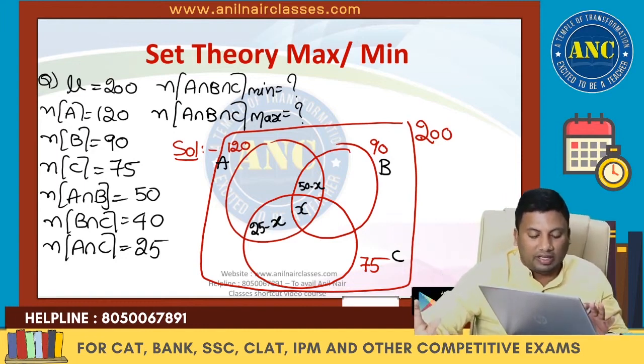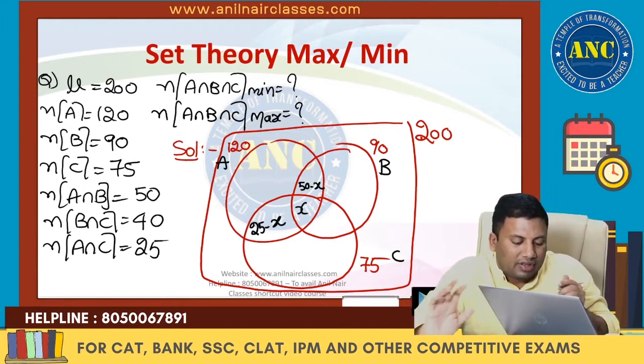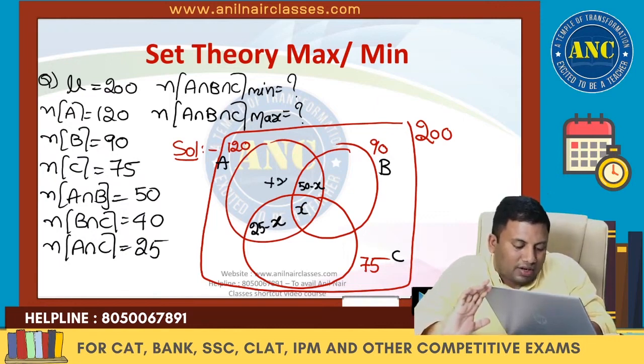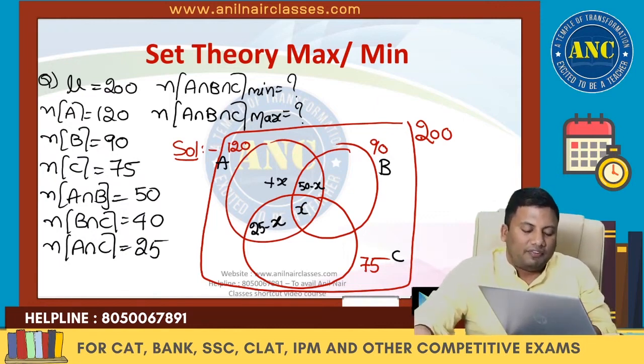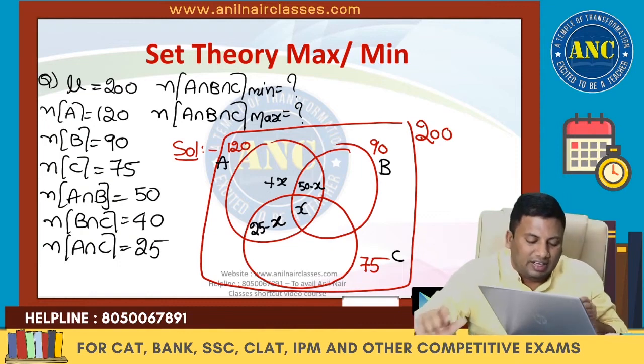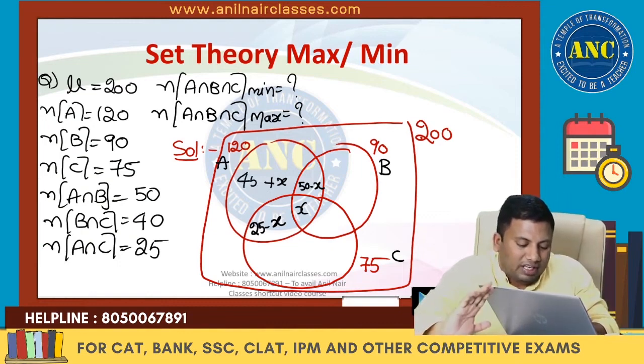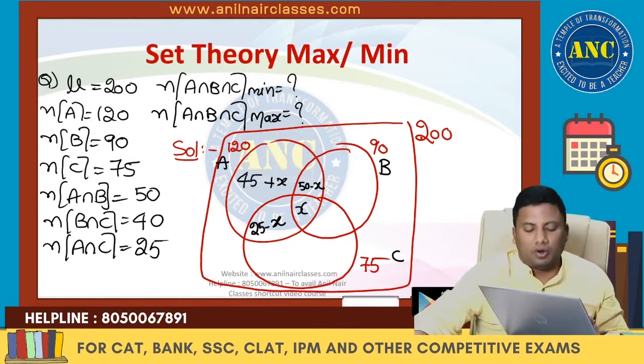A is 120, which is constant. There are 2 minus X, so there will be 1 more plus X. 50 plus 25 is 75, so this will be 45 plus X. I hope it is clear.